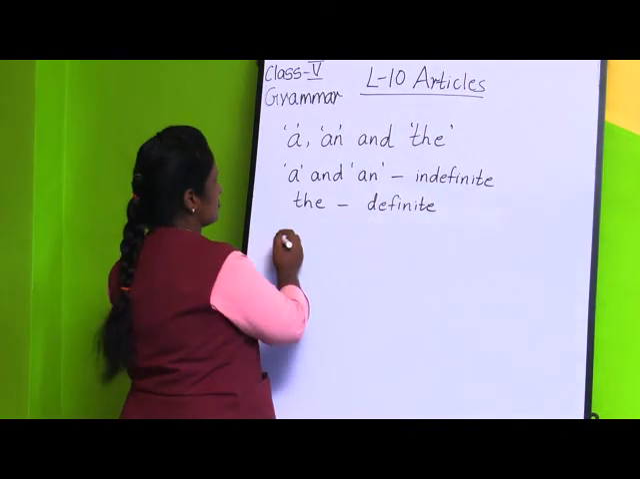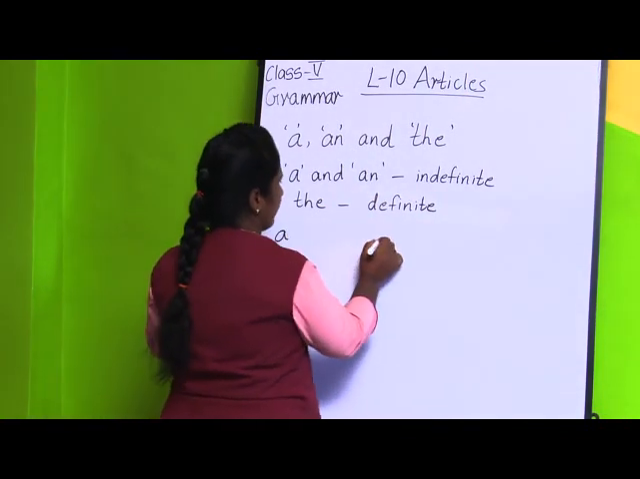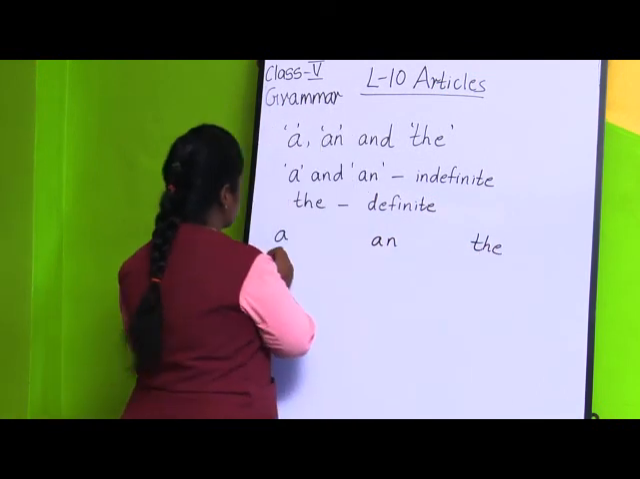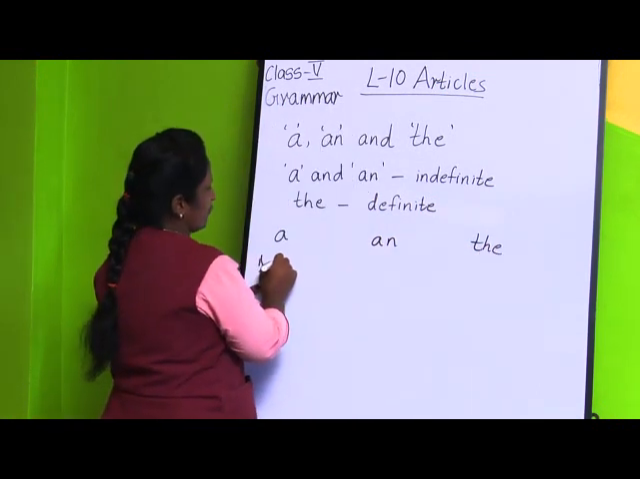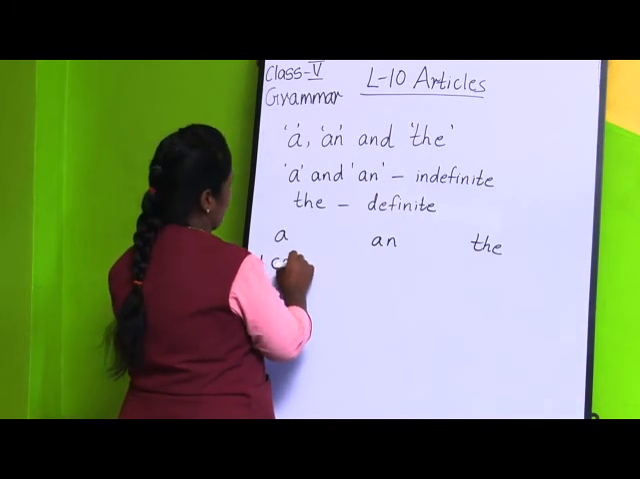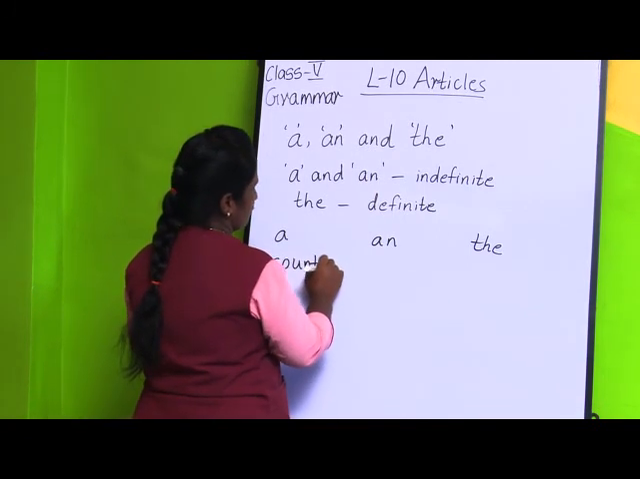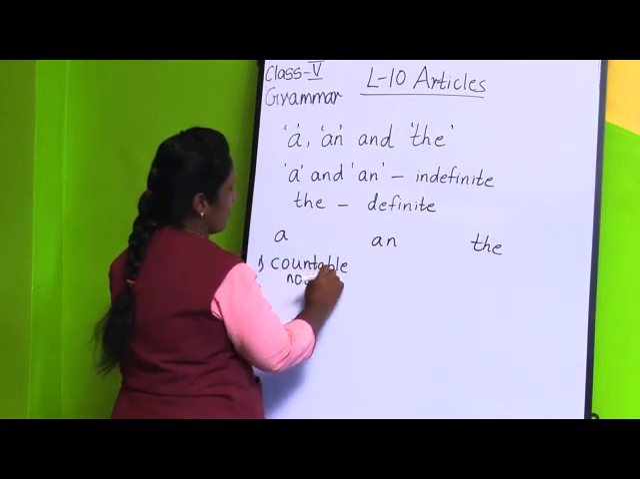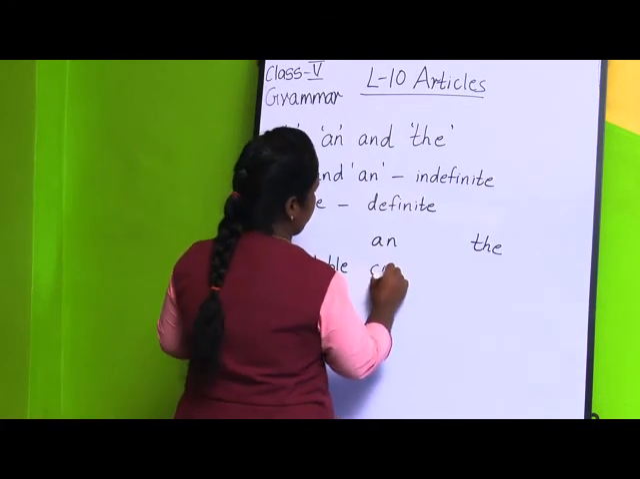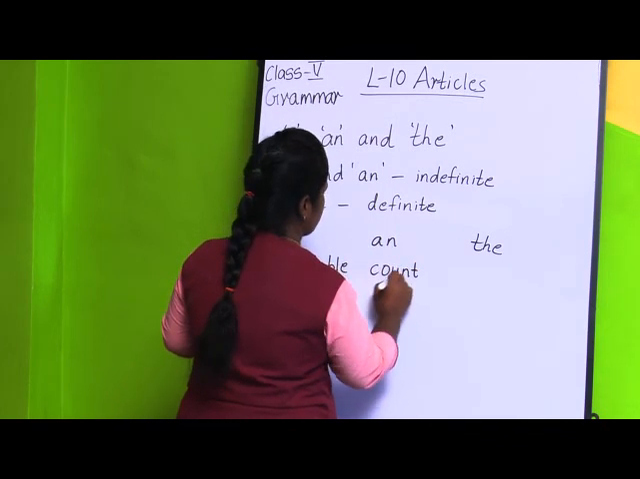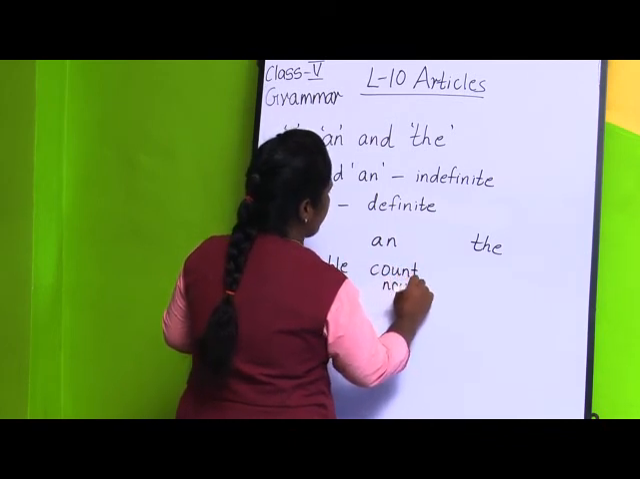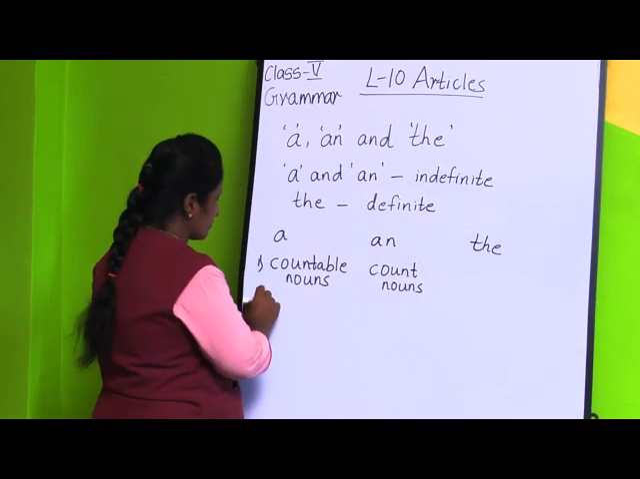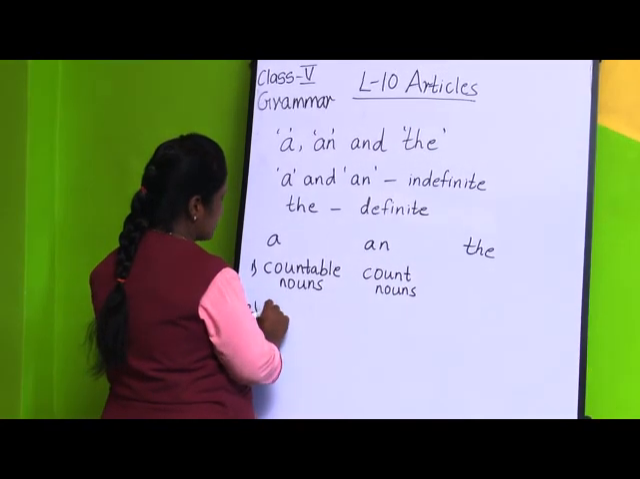Now, the first rule about all the articles a, an and the. What is the first rule about a? We use it for countable nouns. Here also we use it for countable nouns. Okay. Then the second thing is what? We use it for singular number.